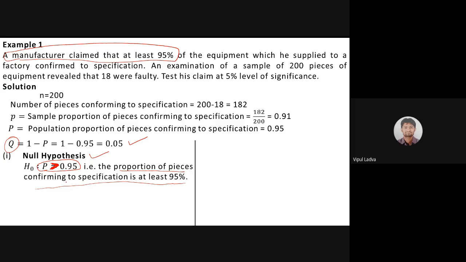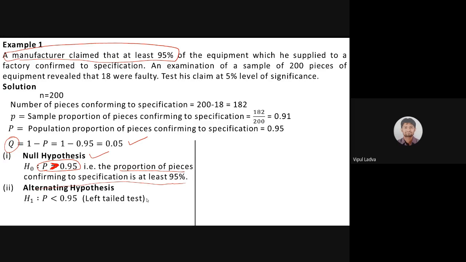Now we need to set an alternative hypothesis. What is the alternative hypothesis? The alternative hypothesis is the mathematical opposite to the null hypothesis. If my P is greater than 0.95, then my alternative hypothesis H1 will be P is less than 0.95. If we are setting the alternative hypothesis P as less than 0.95, that means we are dealing with the single tail test. P is less than, that means we are dealing on the left hand side. We are interested in the left hand side. So we are going to deal with the single tail test.